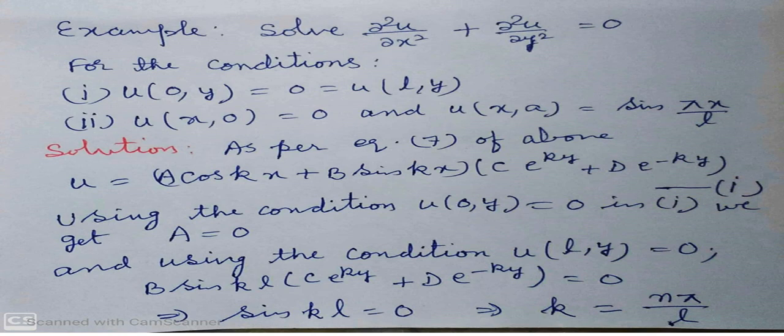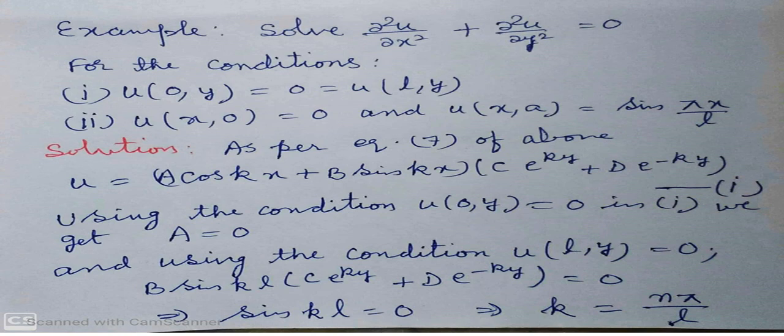So as per equation 7, which we have discussed in the previous pages, we can say that the solution of the given Laplace equation will be u = (A cos kx + B sin kx)(C e^(ky) + D e^(−ky)). Here A, B, C, D are the arbitrary constants.